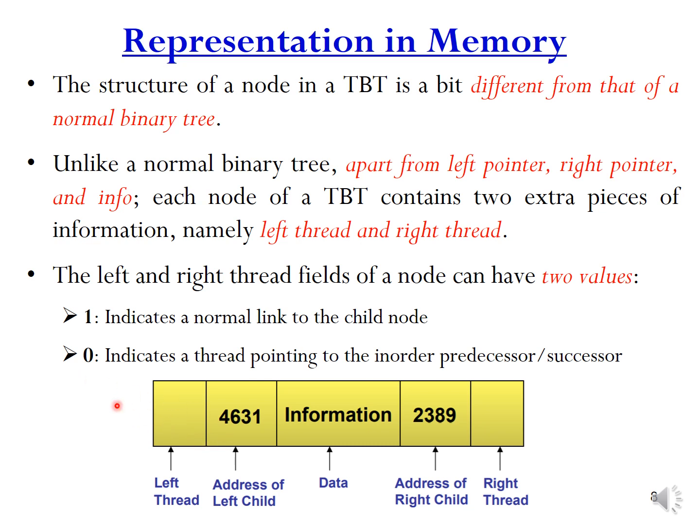And this is the figure showing the structure of a node. Here in the middle is the data, the actual information of the node. Here is the address of the left child, this is the left thread, this is the address of the right child, and this is the right thread. So this is the structure of the node in a threaded binary tree.